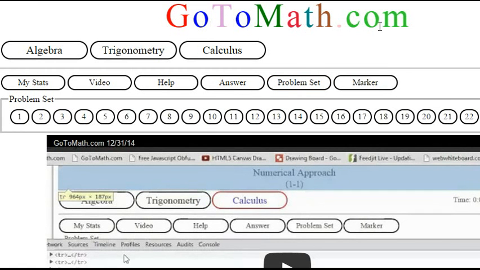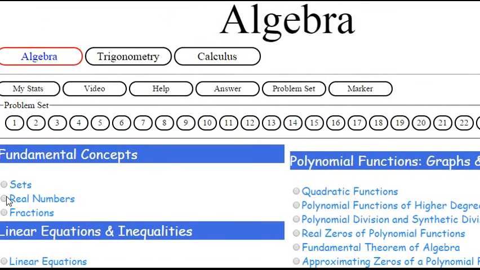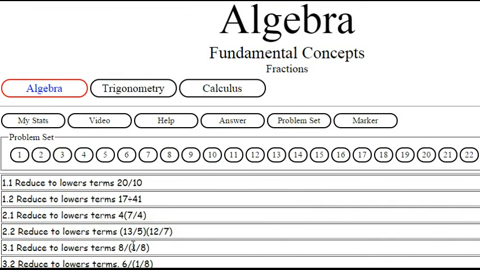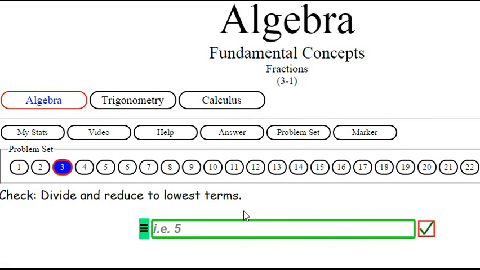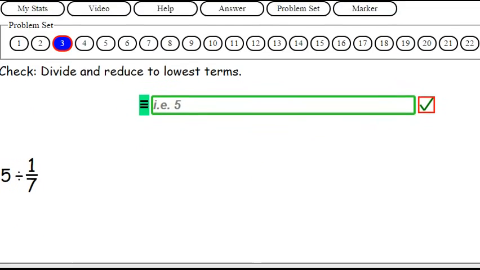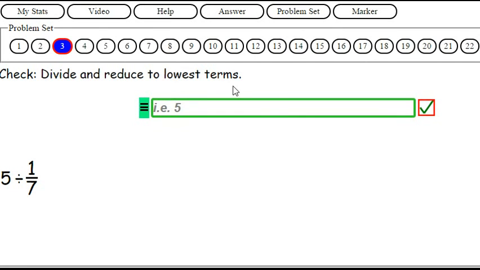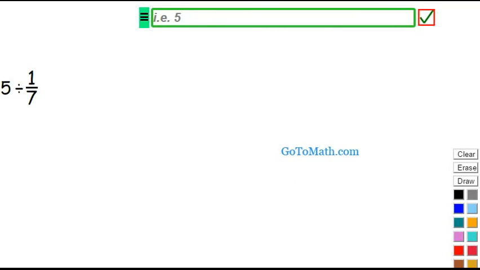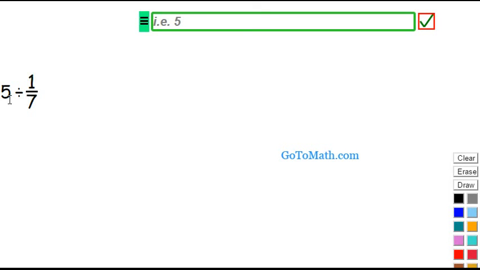All right, we're over here at GoToMath.com. Let's click the algebra, go to fractions, and I believe we're down here at 3.1. Let's click on that. All right, divide, reduce to lowest terms is what it's asking. Click on the marker board. All right. So this says 5 divided by 1 over 7.